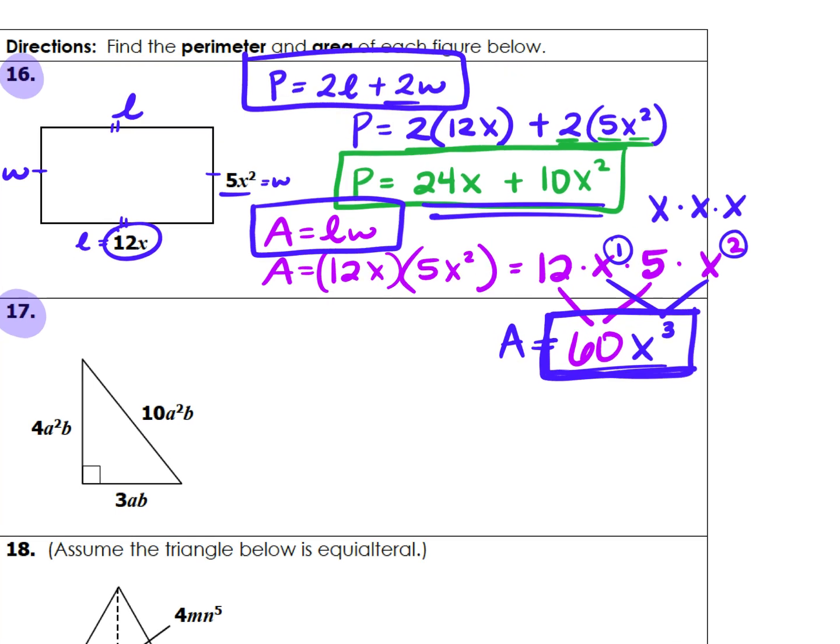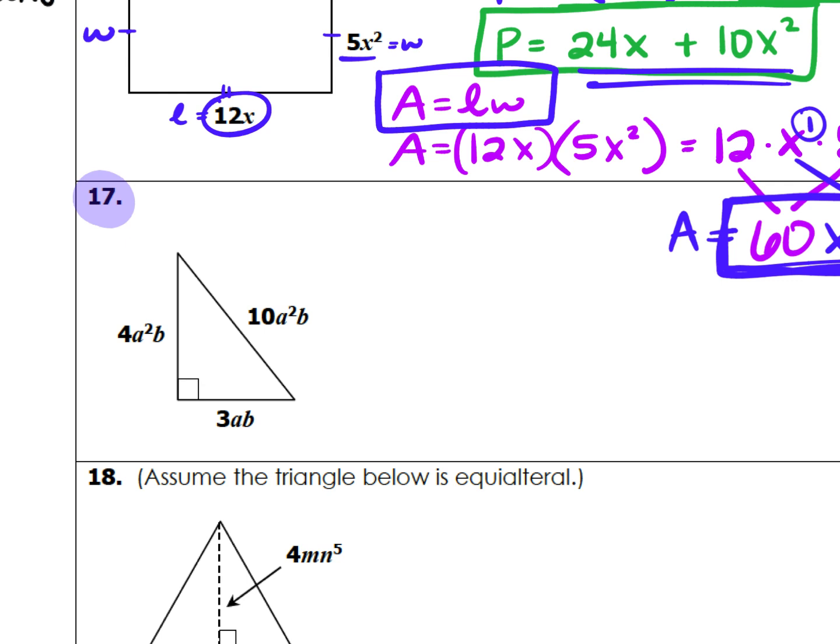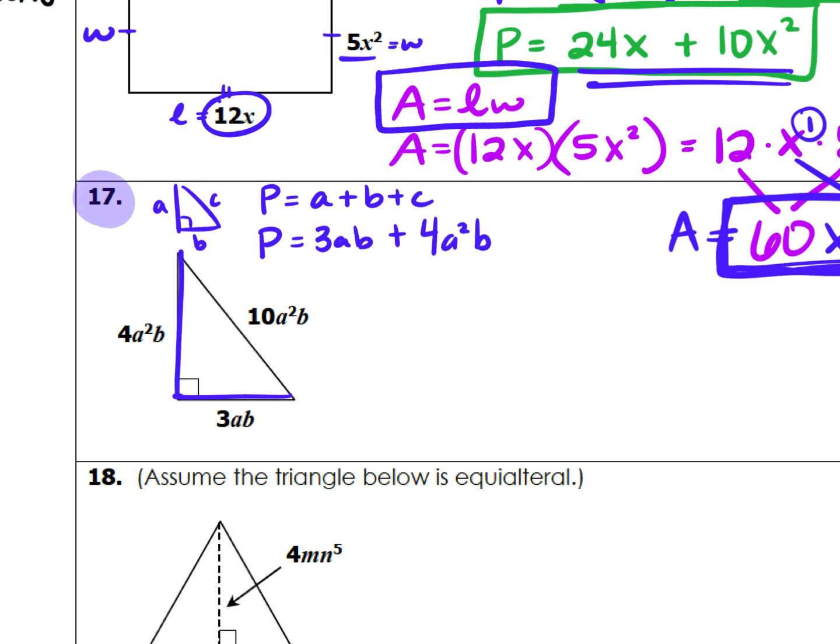Okay, look at the triangle. In a triangle, there's not really a perimeter formula. If you think of a triangle as sides of A, B, and C, okay, because none of them are set amounts or equal amounts, we would say the perimeter is A plus B plus C. You just add up all your sides. So in this triangle, we know 3 different side lengths. We have 3AB, okay, I'm using this side here, plus 4A squared B plus 10A squared B.